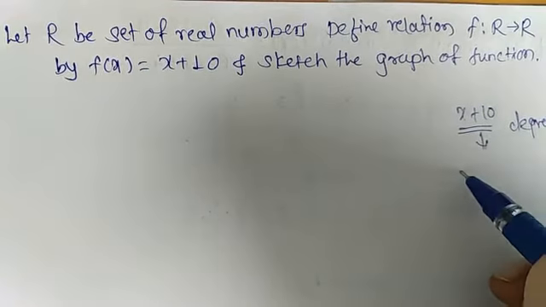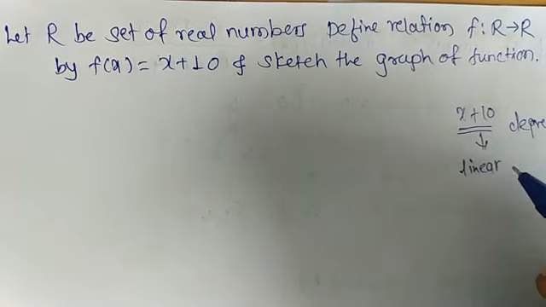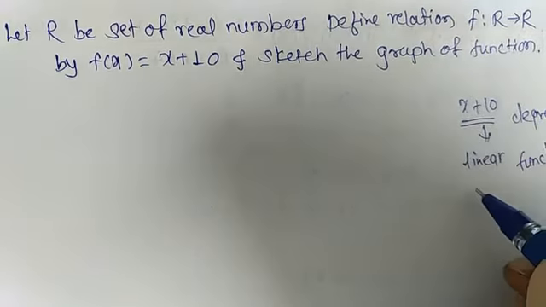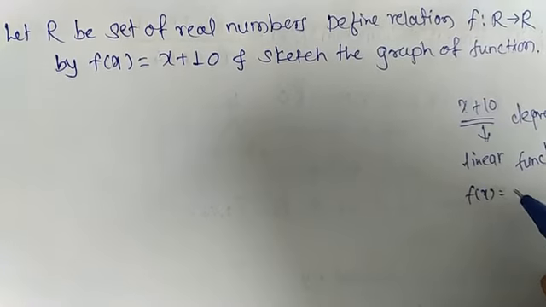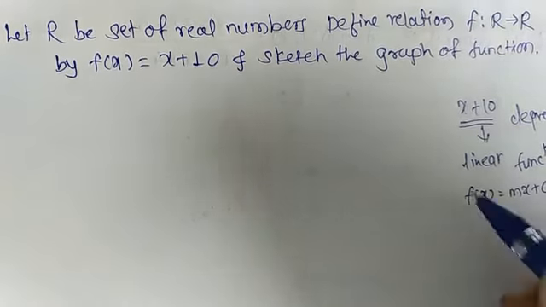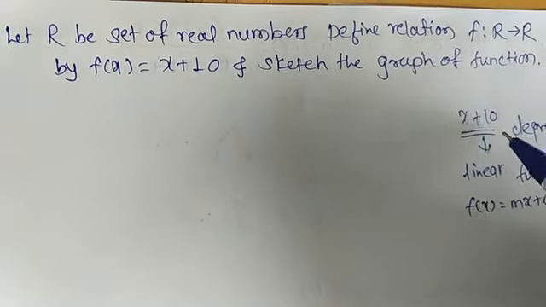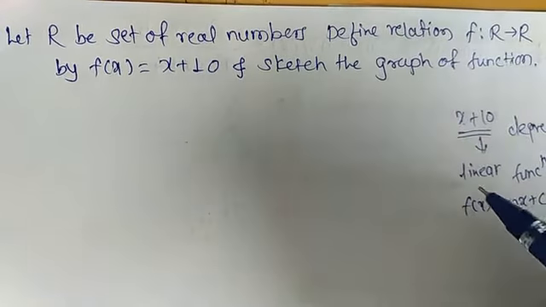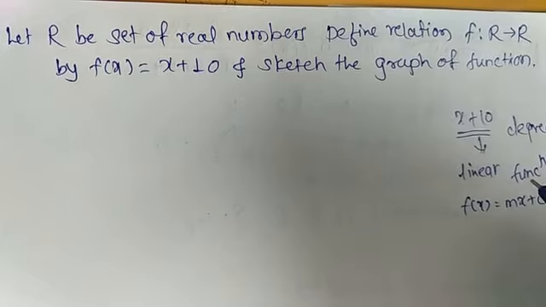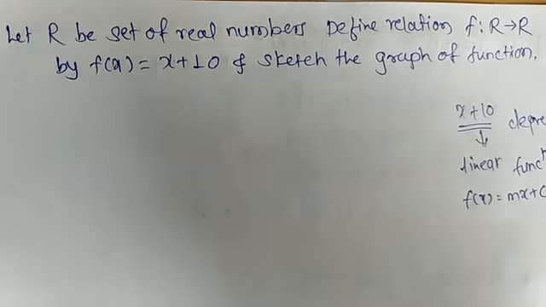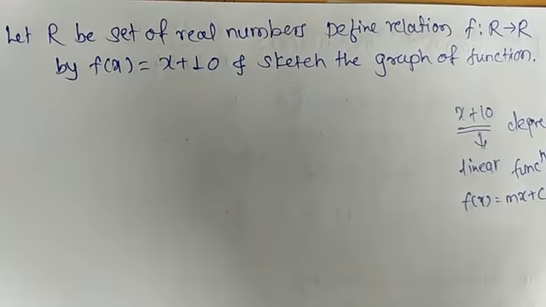So this type of function is known as a linear function. In general it is of the form f of x is equal to mx plus c, where f is a function from R to R. Now to draw the graph for a linear function, you have to remember that the graph of any linear function is always a straight line.